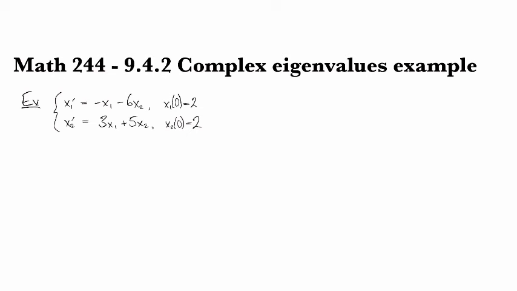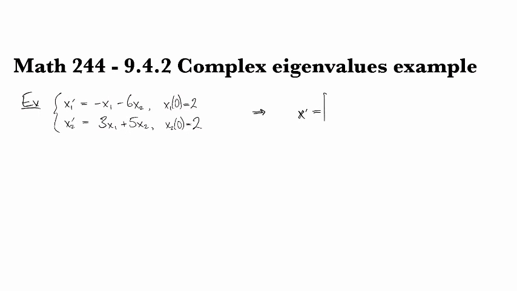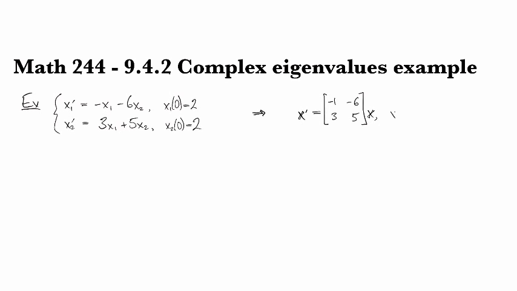Let's take a look at a system where complex eigenvalues crop up and how to deal with it. So we've got x1 prime equals minus x1 minus 6x2, and x2 prime is equal to 3x1 plus 5x2, and initial conditions of 2 for each of these variables. Okay, so this converts into a matrix system with coefficient matrix A given by minus 1, minus 6, 3, 5. And we've got an initial condition 2, 2.